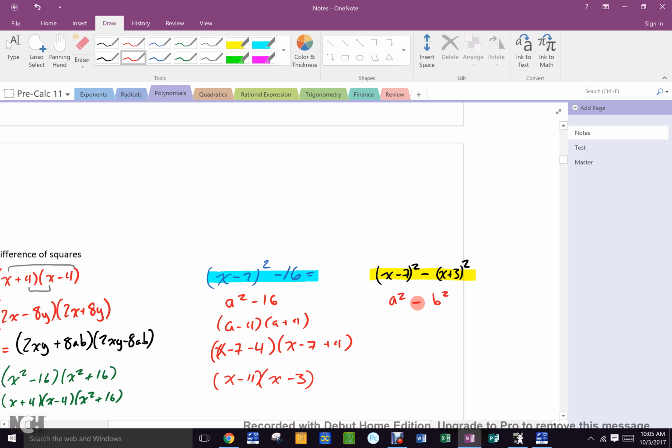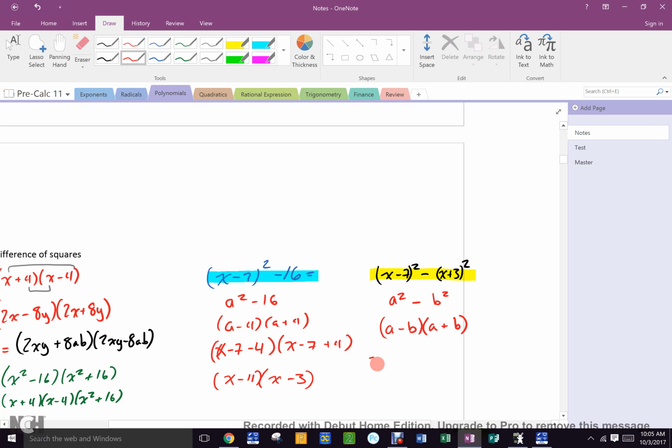Because that's square minus square, right? So it's A minus B, and then what? A plus B, right? Now it's super easy, isn't it? What's A? X minus 7. What's B? X plus 3. So it's X minus 7 minus X plus 3.